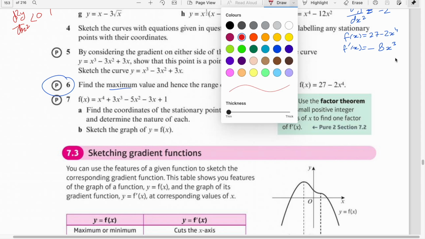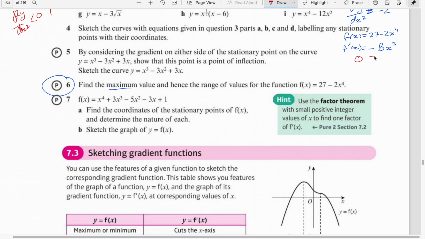So I am going to substitute 0 equal to negative 8x cube. So x cube is equal to 0, and taking the cube root on both sides, x is equal to 0. So it gives the turning point at x equals 0.